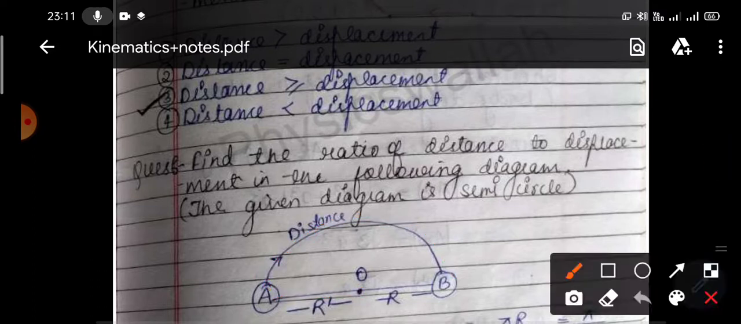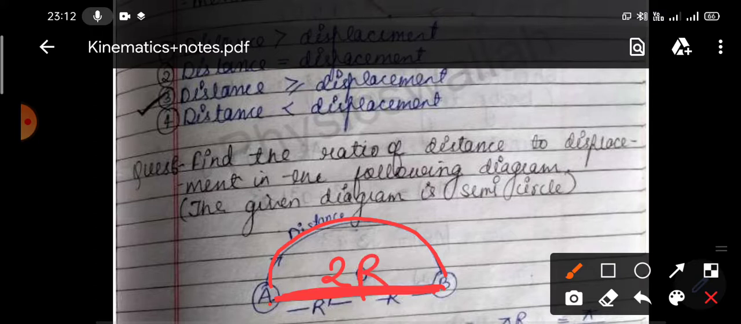So which one is your distance? Clearly, this curved path is your distance. But which one is your displacement? This straight length from A to B is your displacement. If the radius is r, this straight line from A to B will be 2r. So the displacement is equal to 2r.